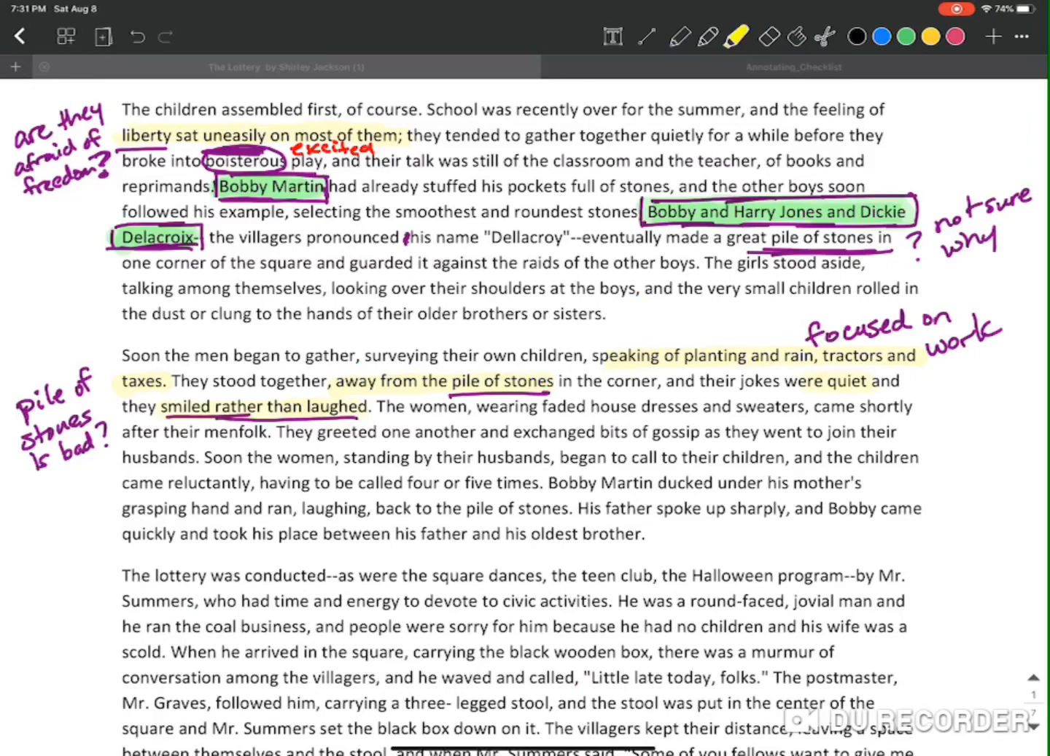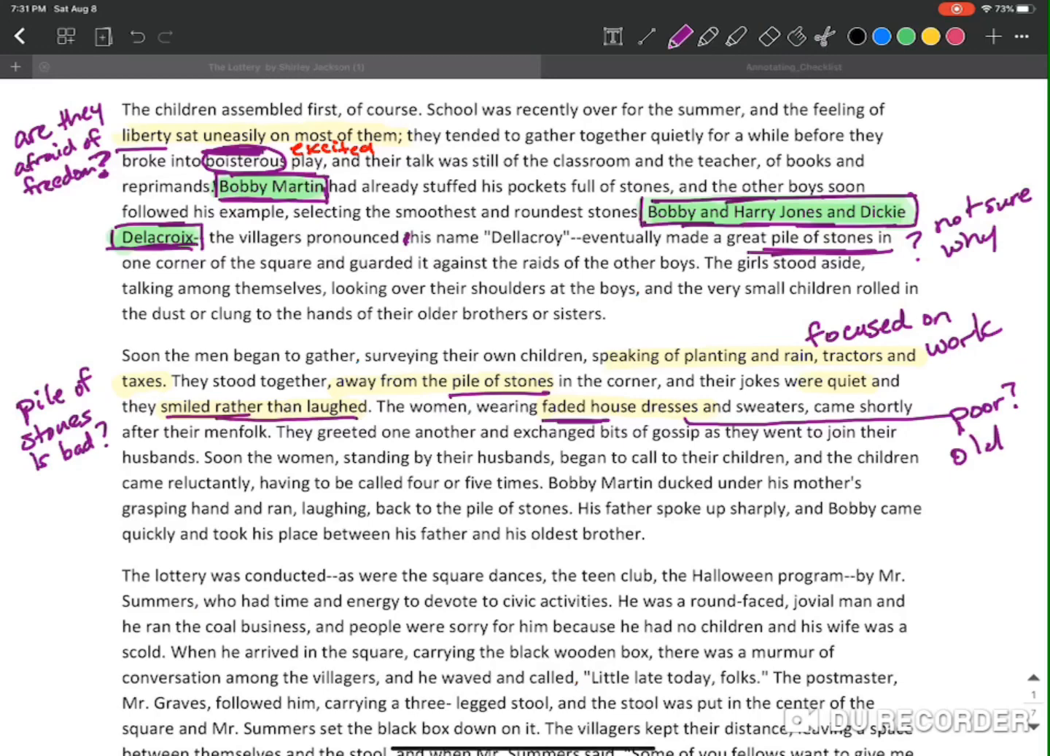The women wearing faded house dresses, I would make the assumption that this means one of two things. Either they're poor, or possibly, well, that probably would be my guess if I was going to be honest with you. Of course I've read this, so I know the whole aspect to it, but if I was just guessing, I think that would be my only guess there, is that they were poor, because you have this idea that they're faded, that they're old.